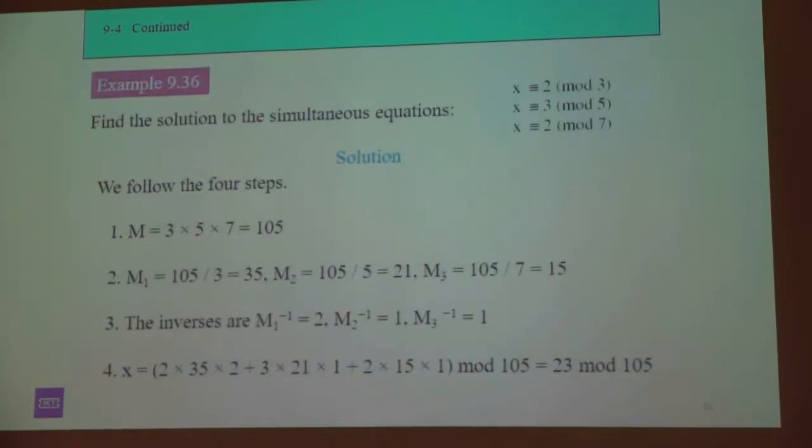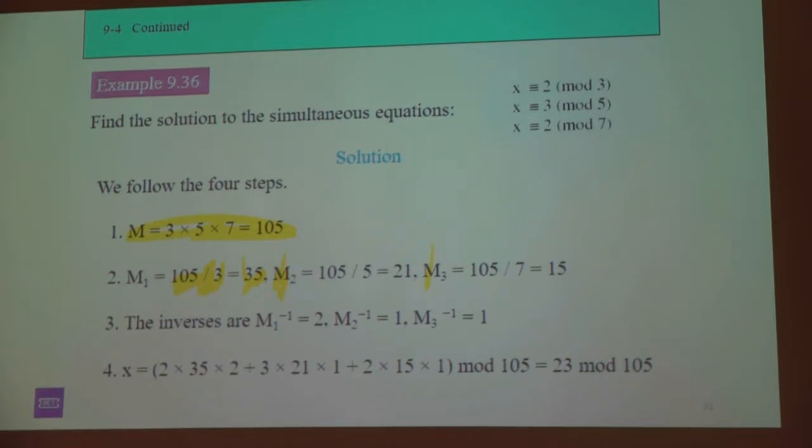So the first step again, what will we find? That capital M, which is 3 times 5 times 7, which is 105. Number 2, we'll find the capital M's. M1 is 105 divided by 3, which is 35. M2 is 105 divided by 5, which is 21. M3 is 105 divided by 7, which is 15. Now, I have to find the inverses.